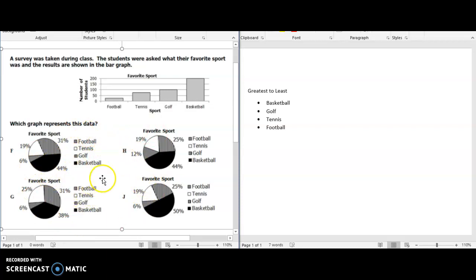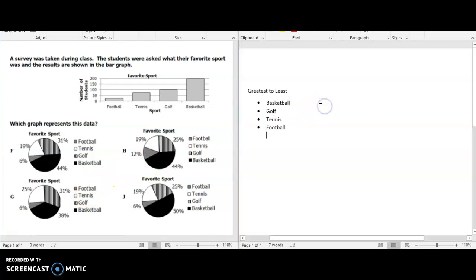So when that happens, and again, it's very rare, you need to change the bars into percents. To do that, you have to figure out the total first. Basketball was at 200, golf was at 100, tennis was at 75, and football at 25. So the total is going to be 400.